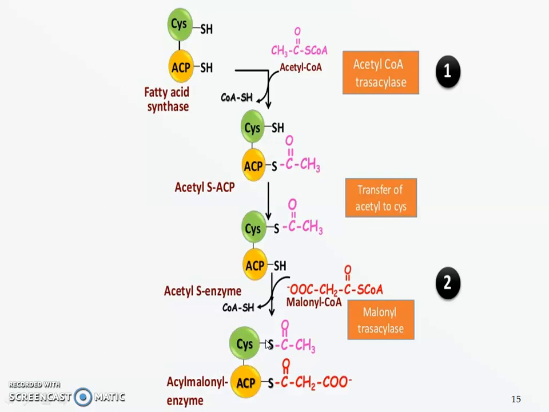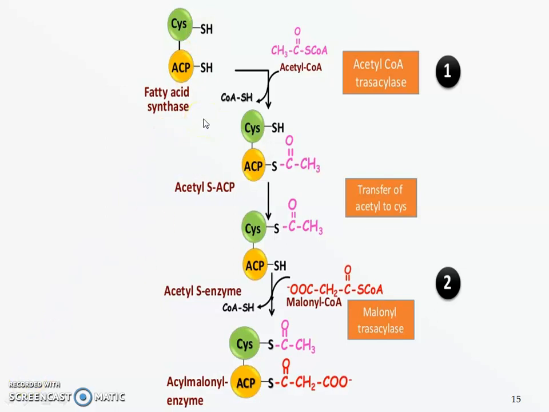Here in the previous slide, as we had seen, each monomer possesses the activities of 7 different enzymes and acyl carrier protein bound to the 4-phosphopantetheine unit. Fatty acid synthase functions as a single unit, catalyzing all the 7 reactions. Dissociation of the synthase complex results in the loss of the enzyme activities. So this is nothing but the structure of fatty acid synthase.